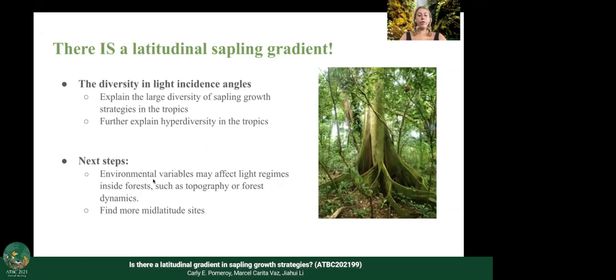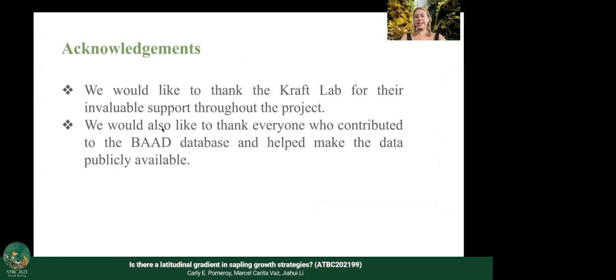So hopefully moving forward, we'd like to take a look at environmental variables because they may affect light regimes inside forests, such as topography or forest dynamics. And we're also hoping to find more mid-latitude sites as opposed to the data we already had with the BAAD database, as well as our two new data sets.